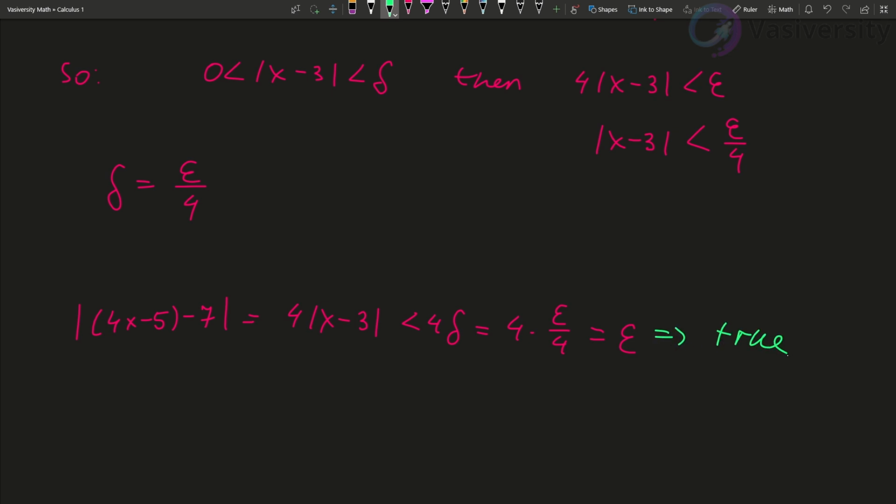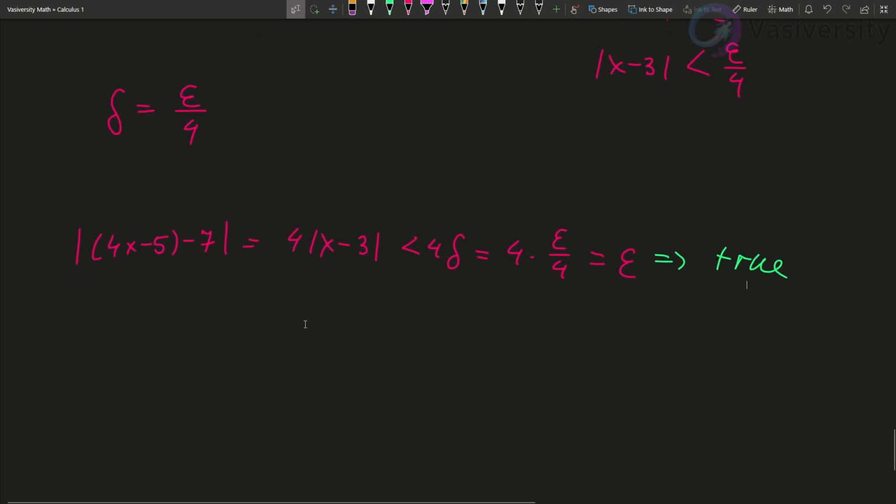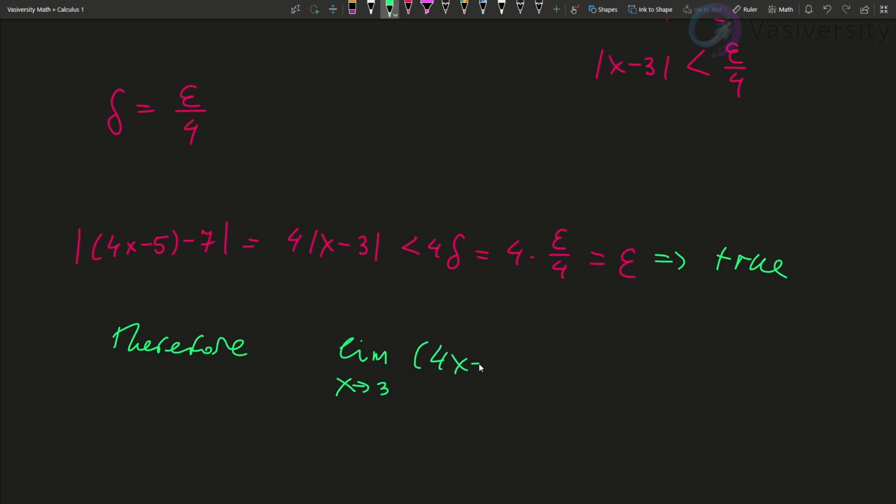So we know exactly how epsilon and delta are connected. We know what delta is supposed to be. So now we can choose any epsilon we want, as arbitrarily close as we want. And so, therefore, the limit as x approaches 3 of 4x minus 5 is equal to 7.